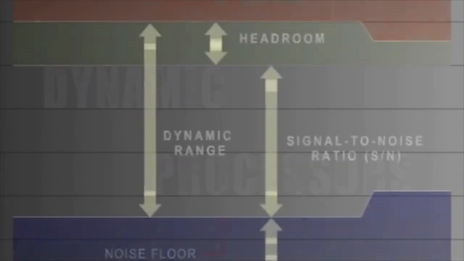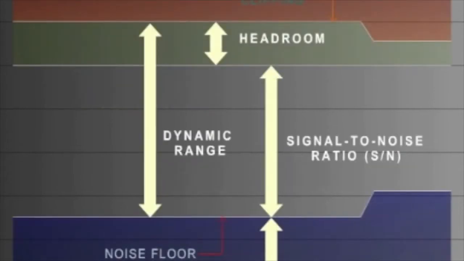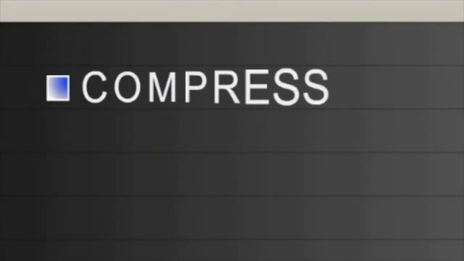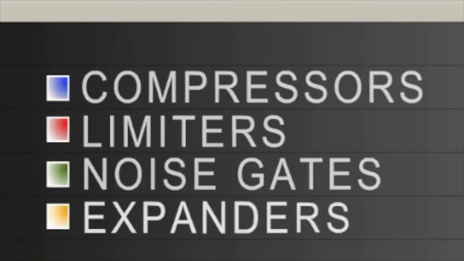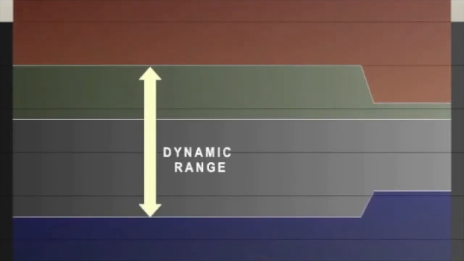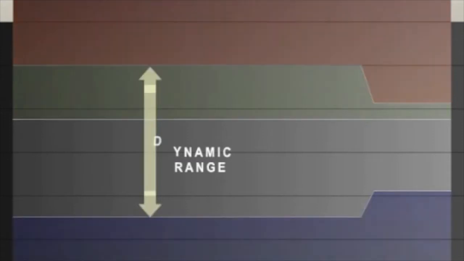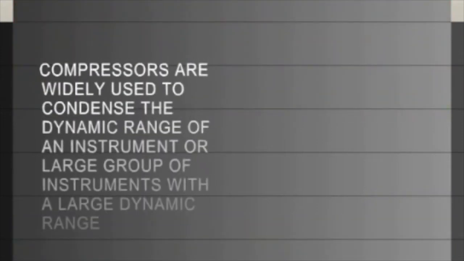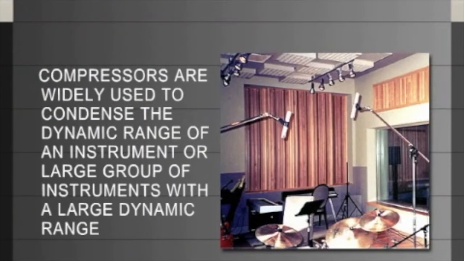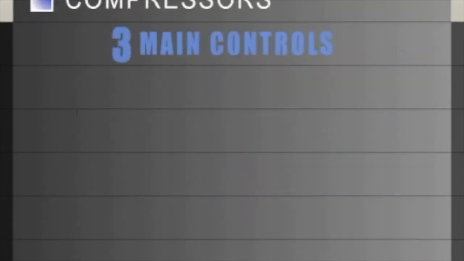Dynamic processors affect the dynamic range of an audio signal without causing undue change in the perceived output volume. Within this category are compressors, limiters, noise gates, and expanders. A compressor is a signal processor used to reduce the dynamic range of the signal passing through it. Compressors are widely used to condense the dynamic range of an instrument or large group of instruments with a large dynamic range. Compressors have three main controls: threshold, ratio, and gain.